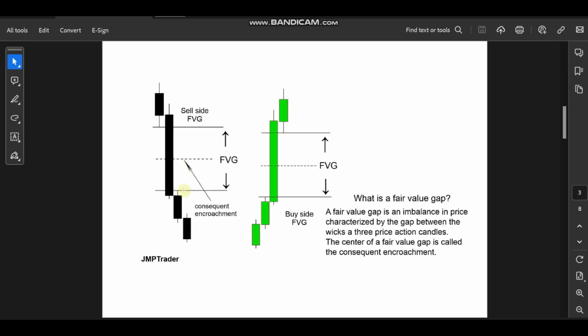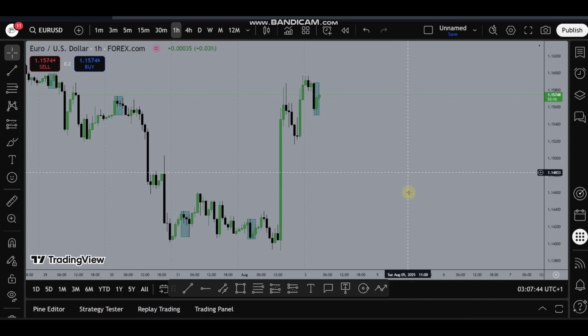marked from the wick, that is the high of this sell candle and the low of this sell candle. You can mark it from there, and then you get your fair value gap. Then the middle of this fair value gap is called the consequent encroachment. So we have, this is a sell side fair value gap, and now this is a buy side fair value gap. So let's go to the chart and identify what a fair value gap is.